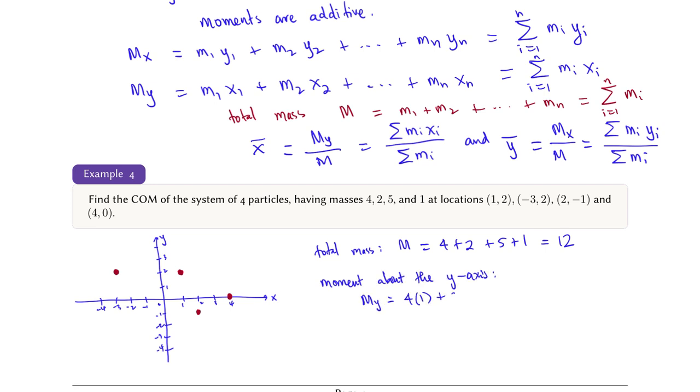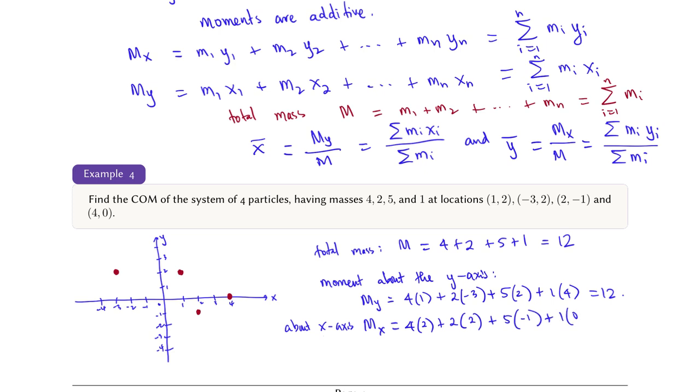The moment about the y-axis is the sum of the product of the mass and the x-coordinates, so it is 4 times 1 plus 2 times -3 plus 5 times 2 plus 1 times 4, which is 12. Remember, we use the x-coordinate to find the moment about the y-axis. Therefore, we use the y-coordinate to find the moment about the x-axis. The moment about the x-axis is 7. So, x bar is M sub y divided by m, which is 12 over 12, or 1, and y bar is M sub x over m, which is 7 over 12.